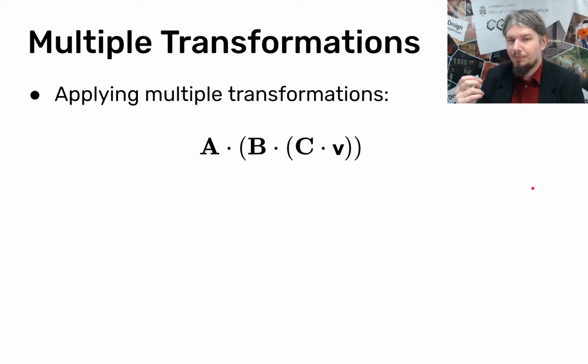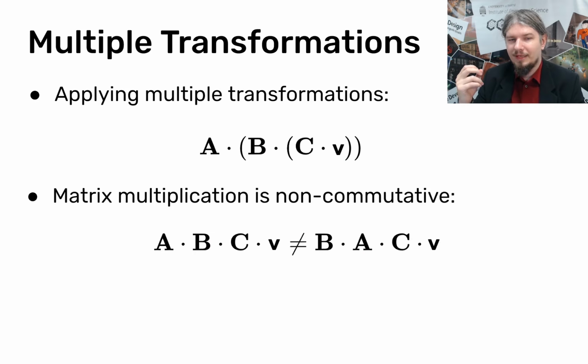Now when you're doing this, you have to remember that, well, first of all, matrix multiplication is non-commutative. This means that if we apply this C, B, and A onto this vertex V, then this is not the same as if we were to apply C, then A, and then B. So you cannot exchange the order of these matrices. Well, you can, but the result will be different.